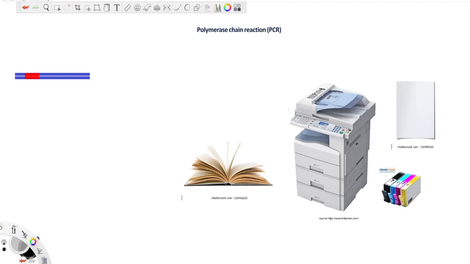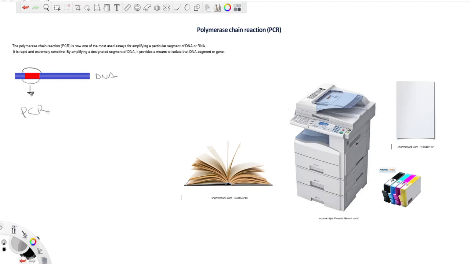So by definition, PCR is known as polymerase chain reaction. And it's one of the most useful assays that we have in molecular biology, especially when it comes to amplifying a particular segment or region of a DNA. So if you have a specific region such as this, which is your DNA region, and you want to amplify or make more copies of this red region, what you need to do is to perform this PCR.